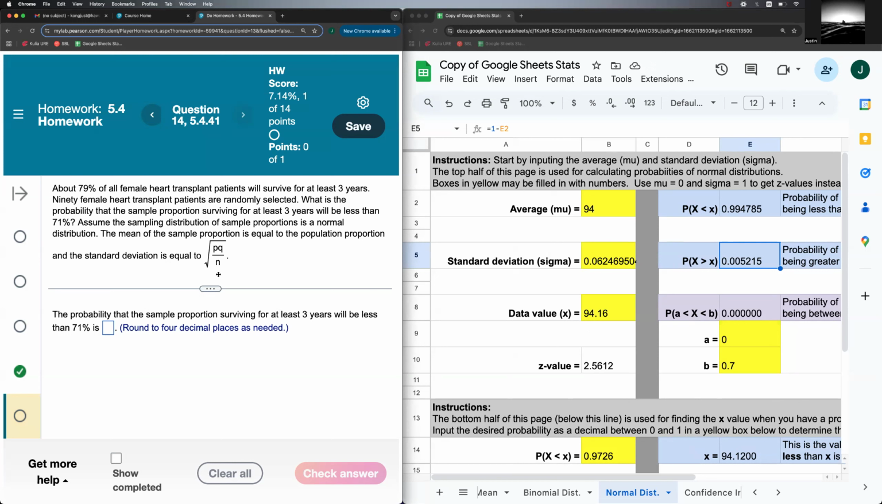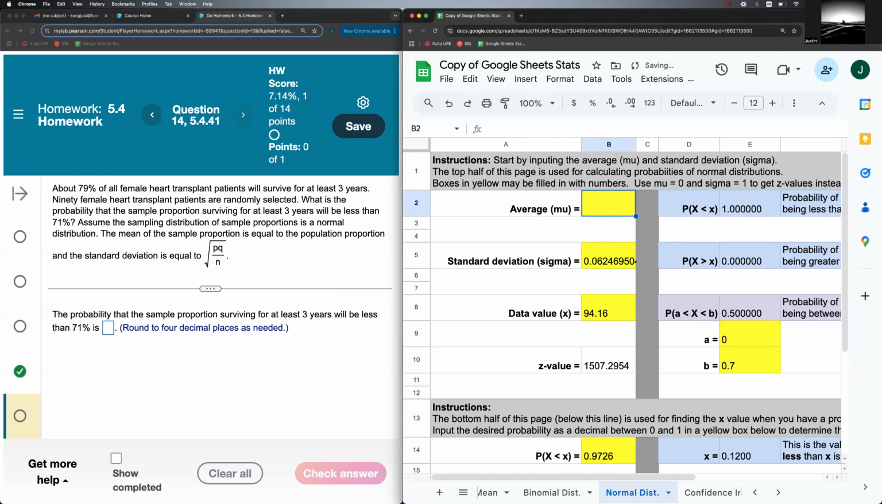Okay, so again, kind of similar question. There's a little bit extra here we have to do, which is the standard deviation for proportions, but they give us the formula right there. Let's start by inputting our average though. Average is 79%, right? That's the first statement that's given, 0.79. So I'm gonna put 0.79.